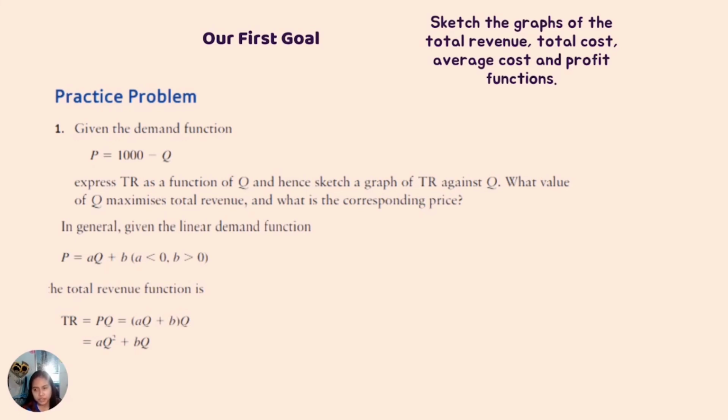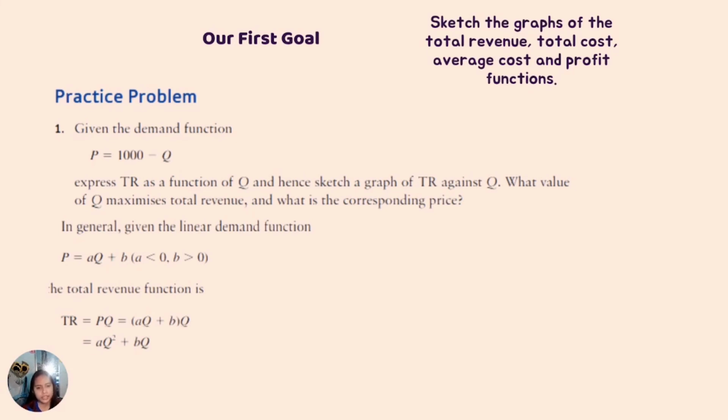In general, given a linear demand function P equals AQ plus B, where A is less than 0 and B is greater than 0, the total revenue function is TR equals PQ equals (AQ plus B) times Q, which equals AQ squared plus BQ. This function is quadratic in Q, and since A is less than 0, the TR curve has an inverted U shape. Moreover, since the constant term is 0, the curve always intersects the vertical axis at the origin. This fact should come as no surprise to you. If no goods are sold, the revenue must be 0.